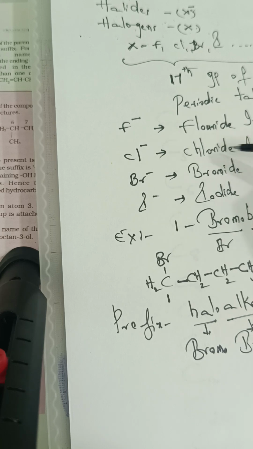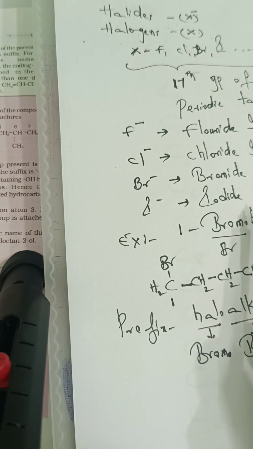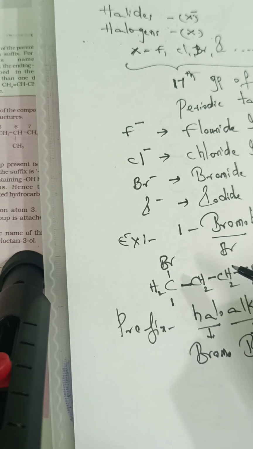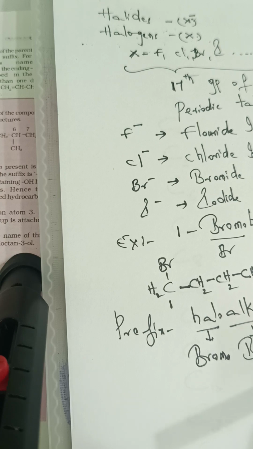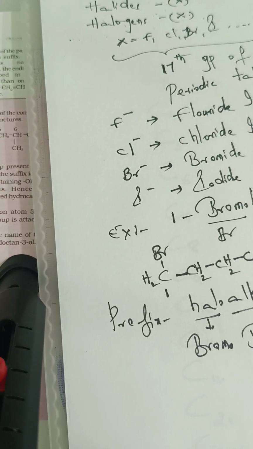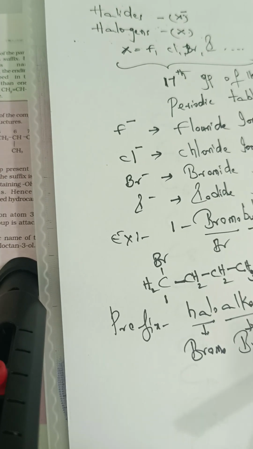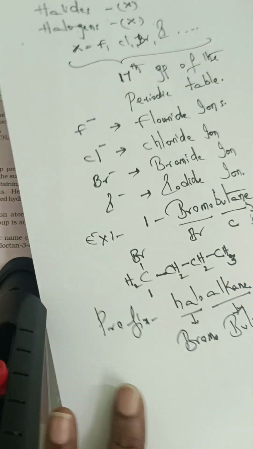Next, Cl minus is the chloride ion. Br minus is the bromide ion. I minus is the iodide ion. In the same way, you can name the remaining. Here in the textbook, they have given you one example, that is 1 bromo butane. They have taken 1 bromo butane.